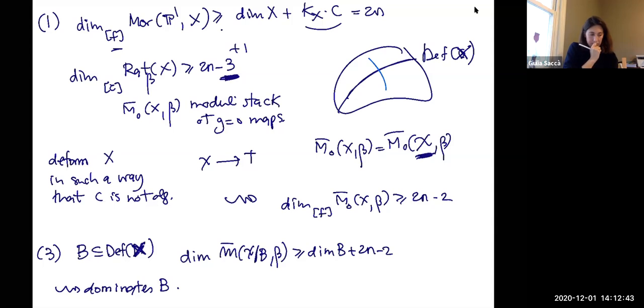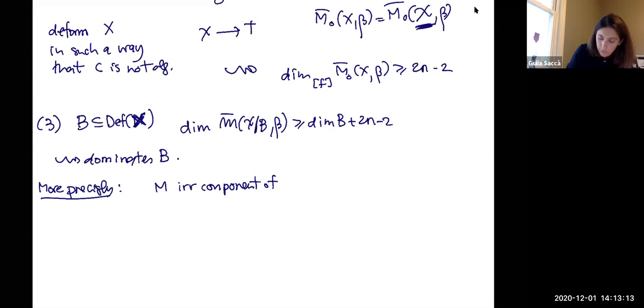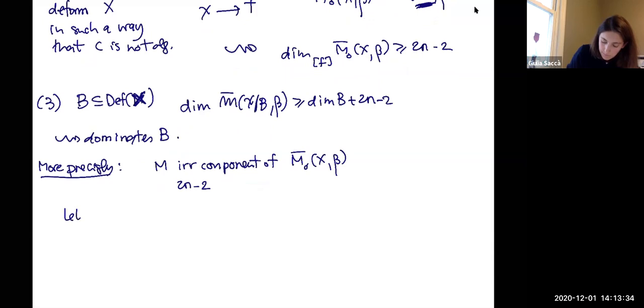And what else did I want to say about this? It's the same computation, but let me be more precise. If M is the irreducible component of this thing, of the moduli stack of stable maps, and I suppose that this is a reducible component of dimension 2n minus 2, and maybe I let M be inside this M bar over the relative guy, the irreducible component containing M.